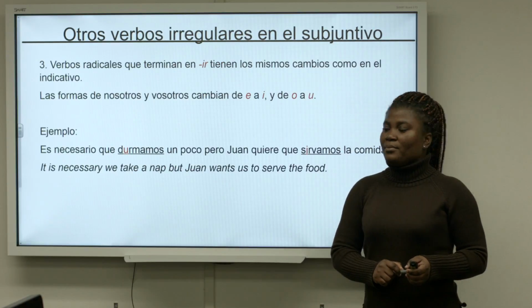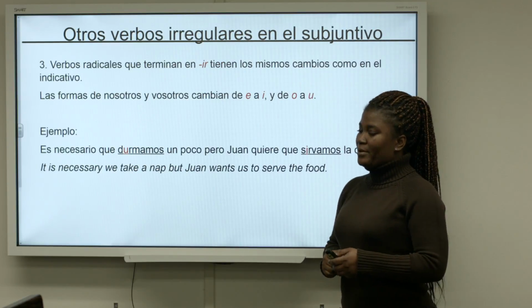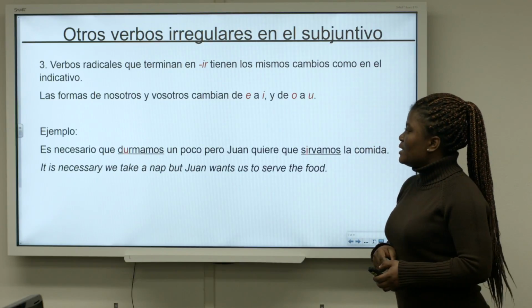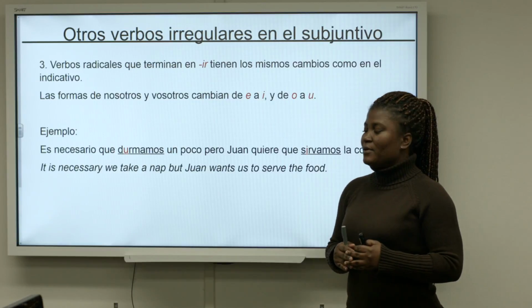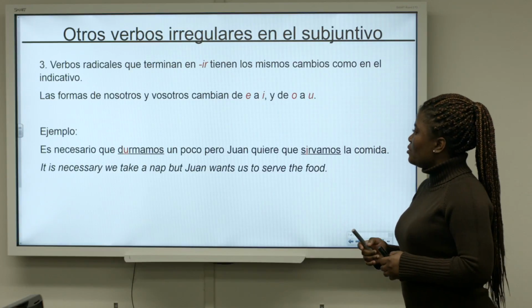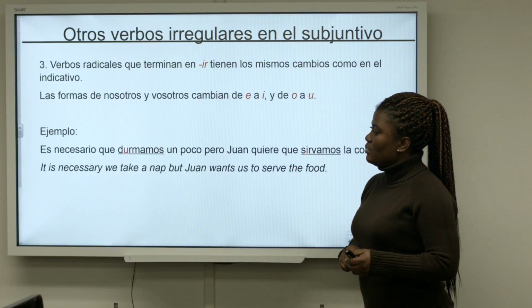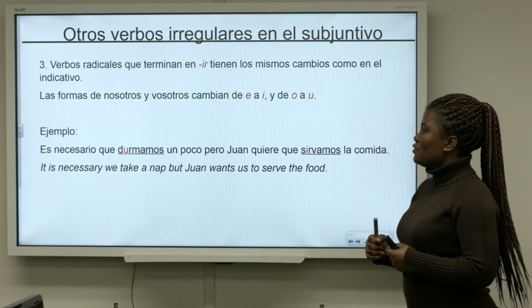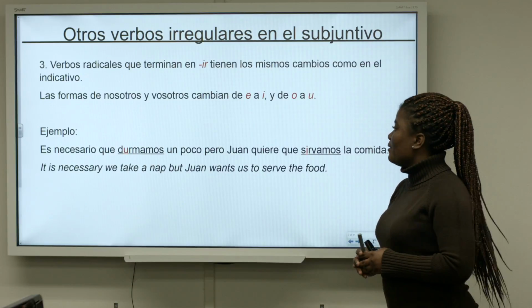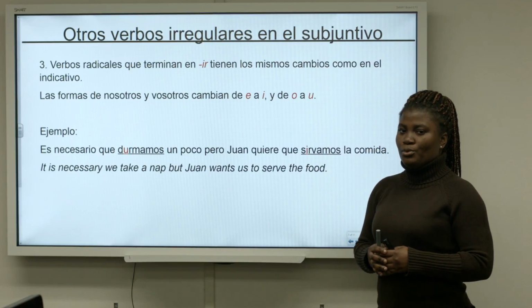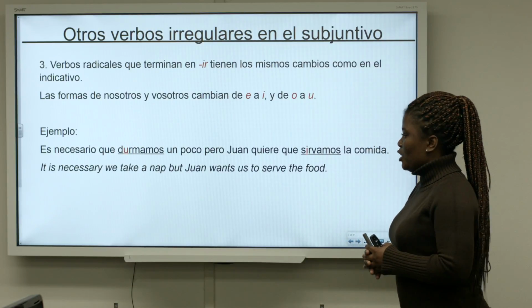Now we have the third group. We have radical changing verbs that end in IR. Now these ones have the same changes as they do in the present indicative tense. Okay, so we have las formas. The nosotros and vosotros forms will change from E to I, and from O to U, depending on which verbs we are using.